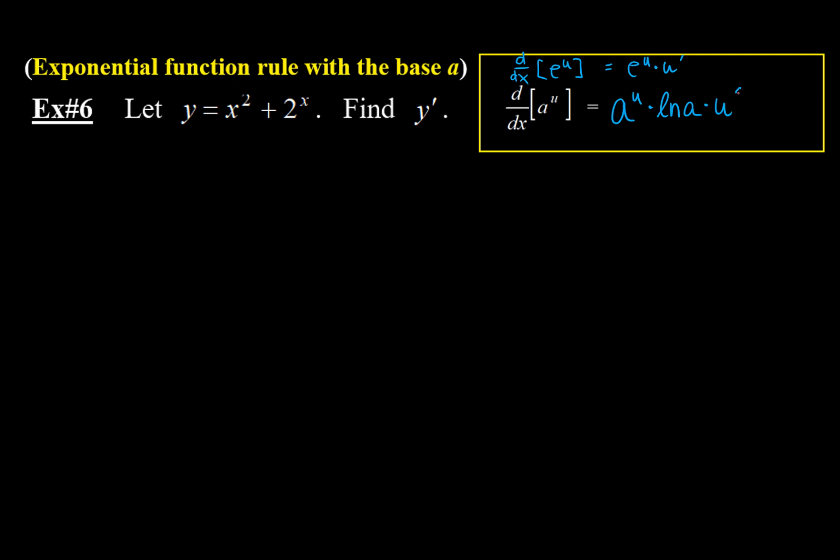Okay. What we're missing is the natural log of a when we have a different base than e. Now, this should make a little bit of sense because, like, what's the natural log of e? Yeah, that's 1. If you don't believe me, plug it into your calculator. See what it gives you.